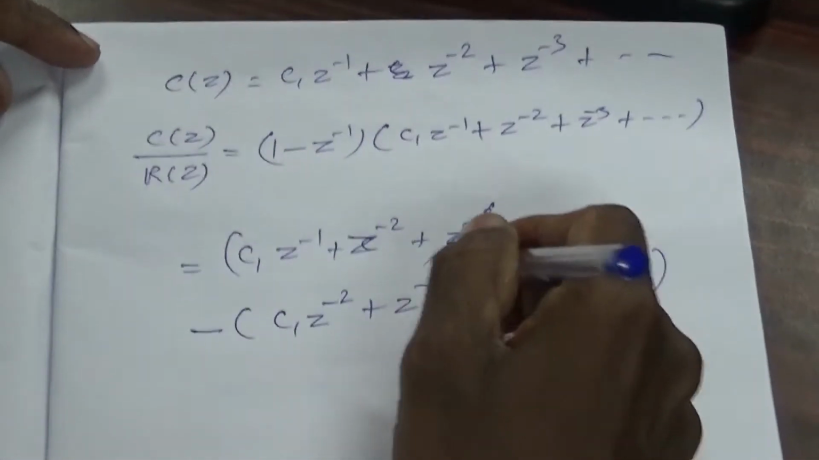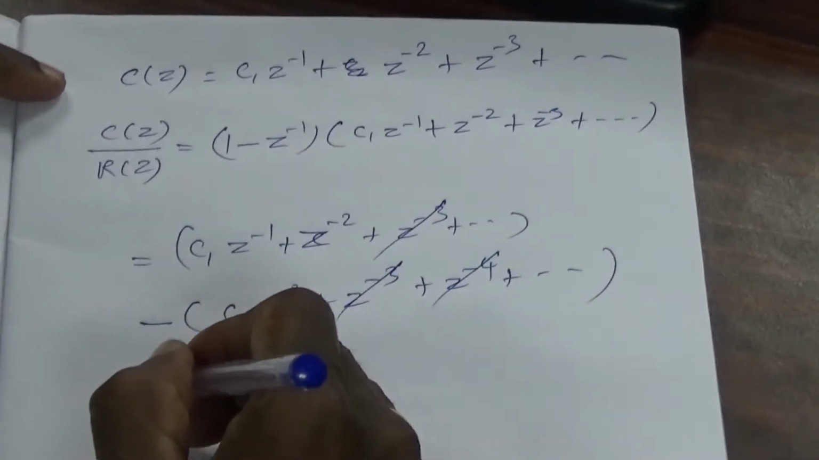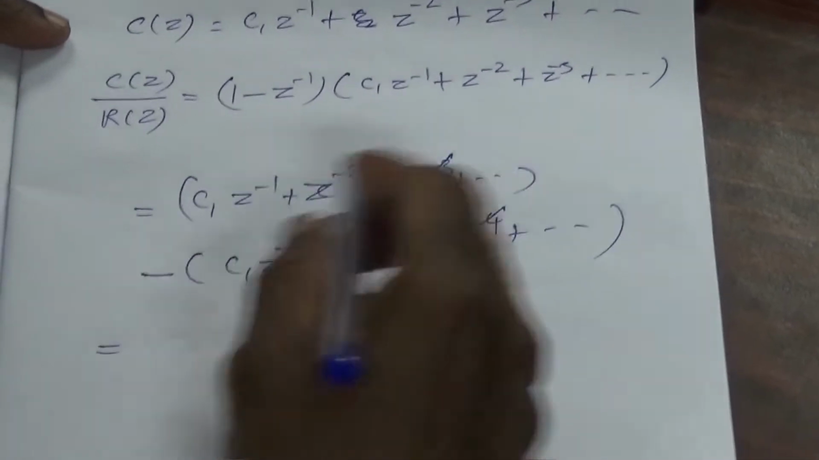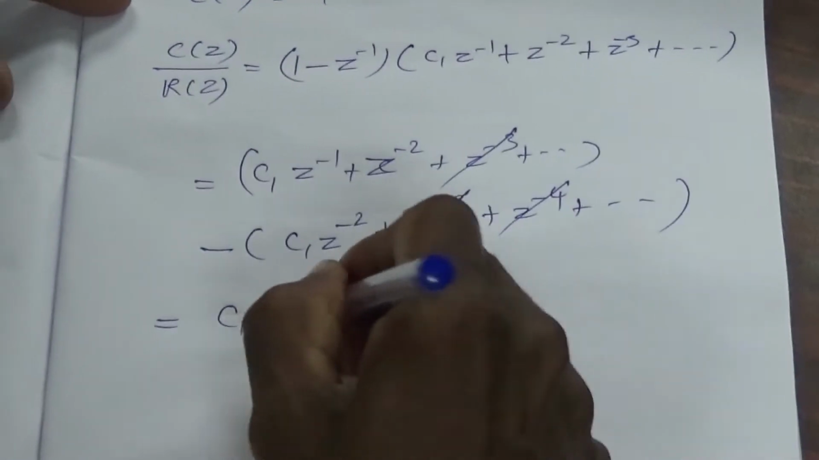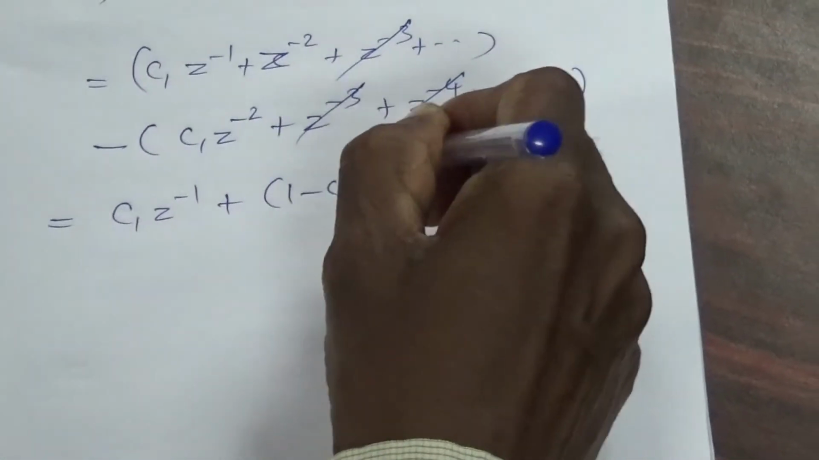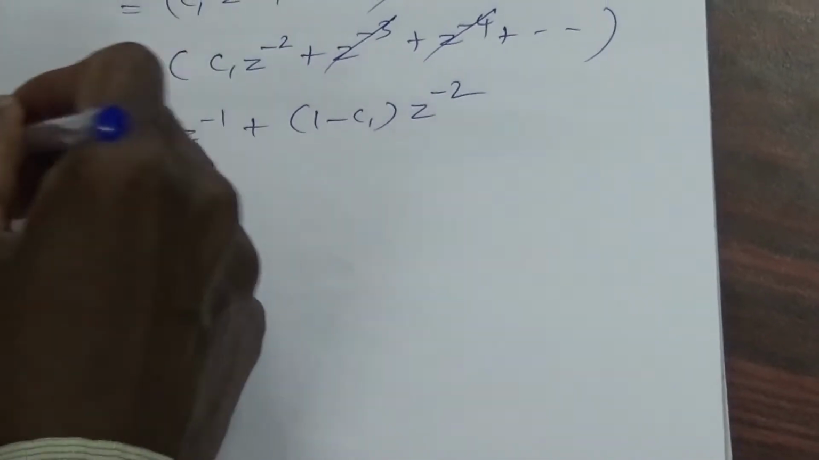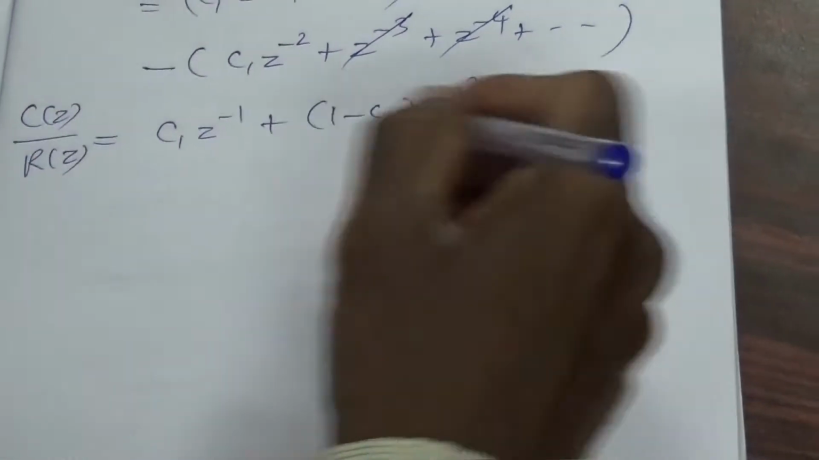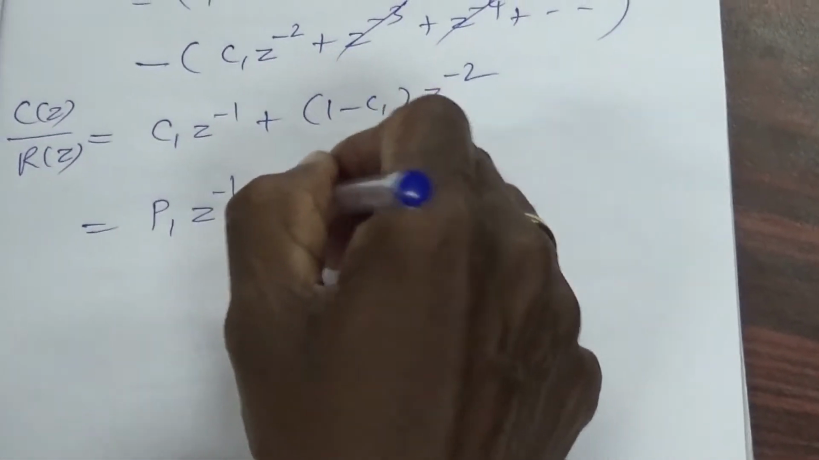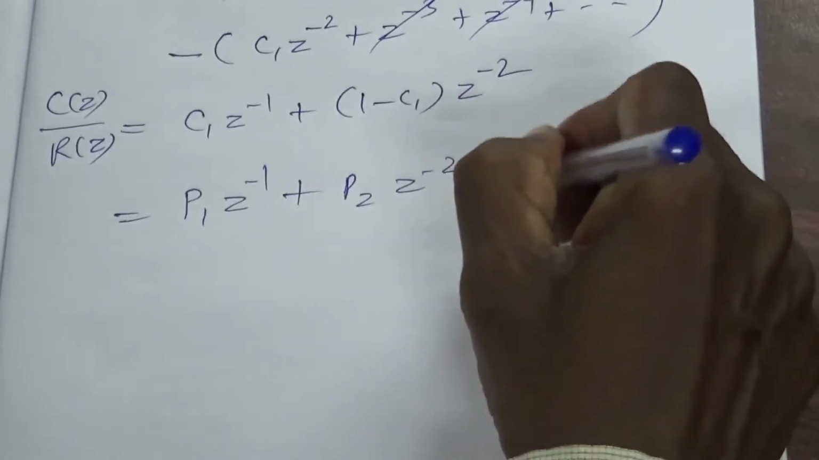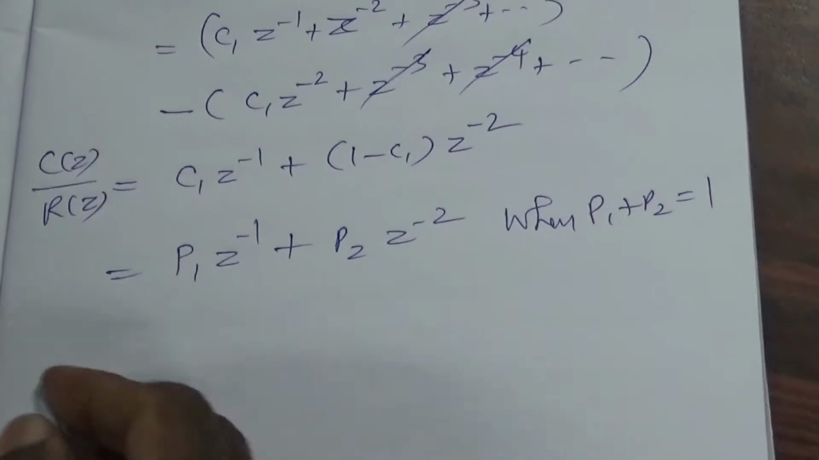Therefore all terms after z power minus 3 get cancelled. The remaining terms can be written as c1 z power minus 1 plus (1 minus c1) z power minus 2. This is the response. C(z) by R(z) can be written like this. This can be called p1 z power minus 1 plus p2 z power minus 2, where p1 plus p2 equal to 1.